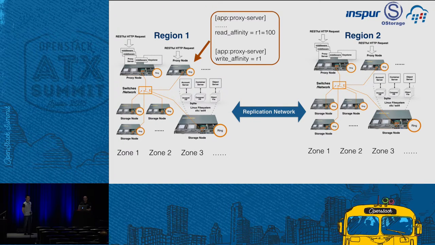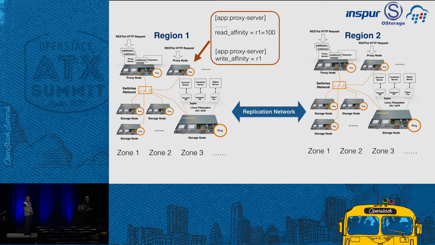And for writes, write affinity makes it so that if the proxy node here receives a write request, for example, a PUT to put data into this Swift cluster, it will write data locally and synchronize the data across the replication network to the other region. So this is very interesting, because we said that for a write with four replicas, because of the quorum protocol, Swift will confirm the write successfully only when three of the replicas are successfully written to the storage nodes. But here, we only have two replicas in one region, in region one.